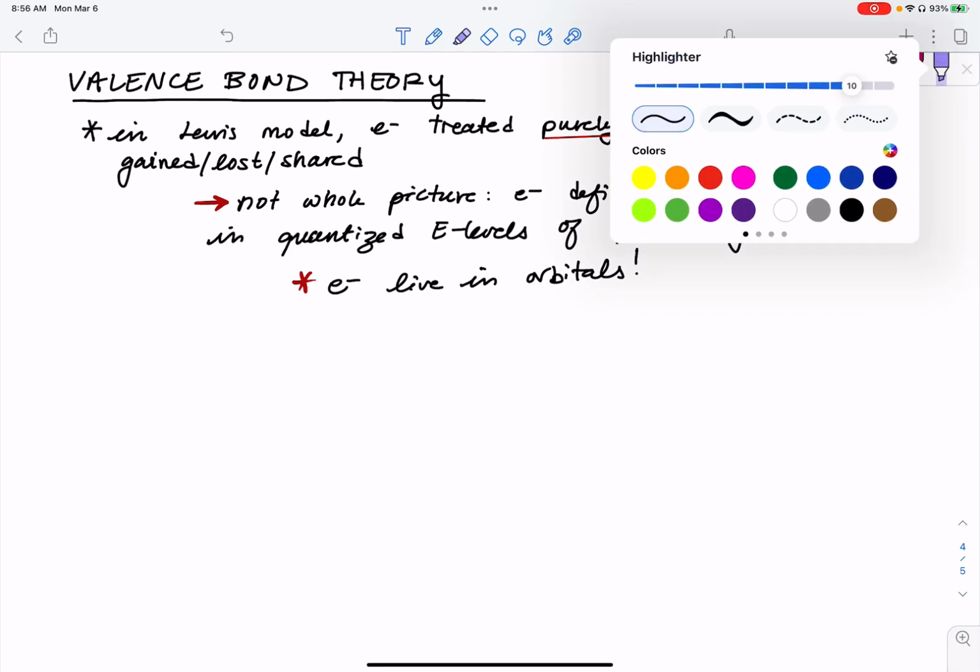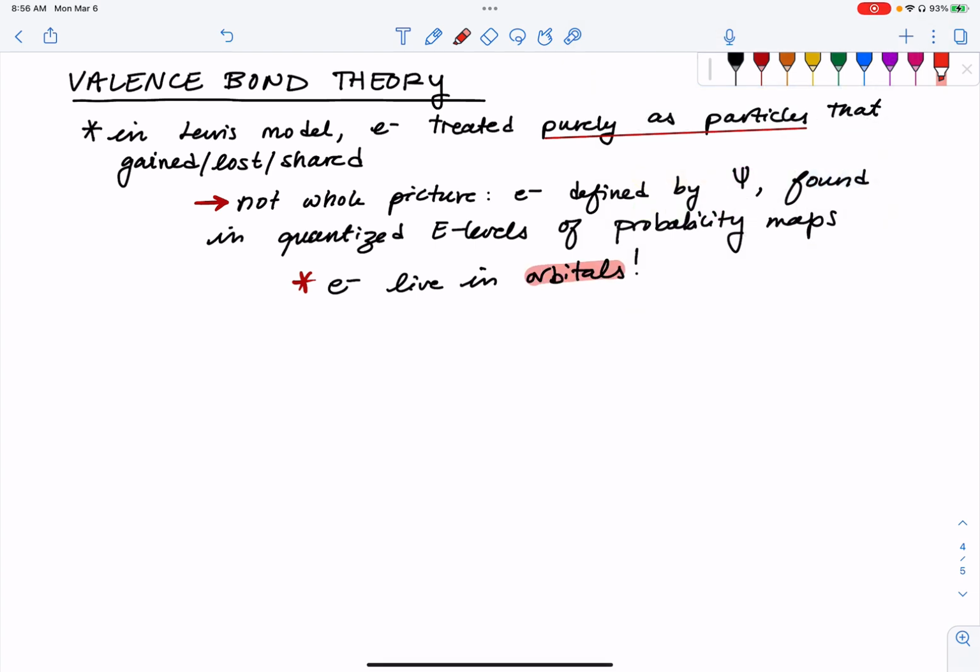So if we know that according to quantum mechanics electrons are better described by the electron configuration, their set of quantum numbers, what orbital they're found in, what energy level, etc., then the Lewis model starts to fall apart because it ignores the inherent wave-like nature of electrons and instead focuses purely on the particle-like nature of electrons.